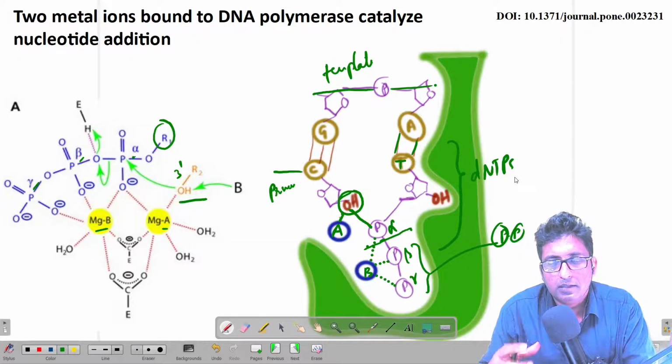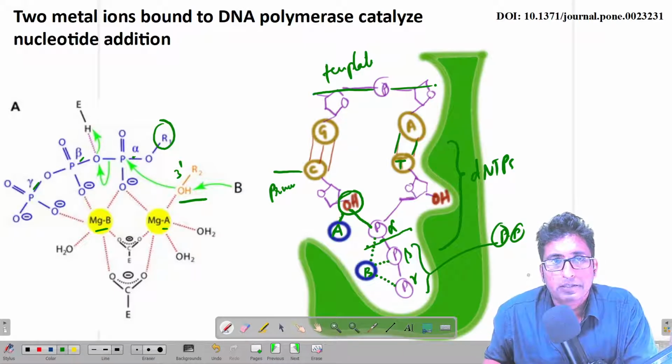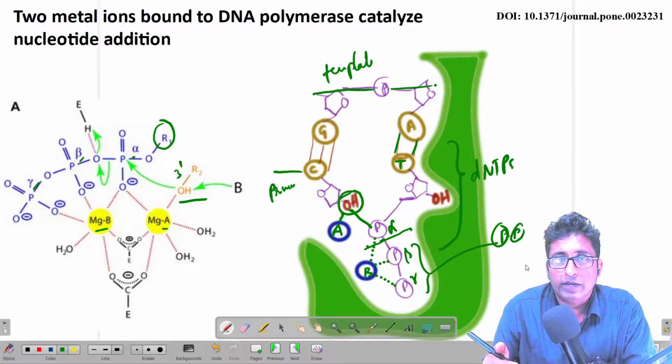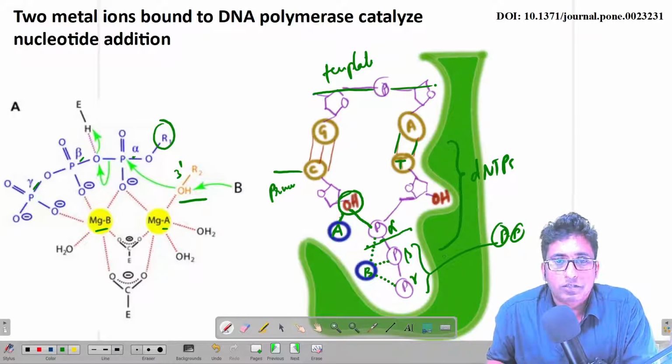So essentially this is how the polymerization would occur in DNA polymerase. The metal ion A and metal ion B mediate or activate the incoming nucleotide and also activate the 3' OH of the primer, resulting in polymerization.